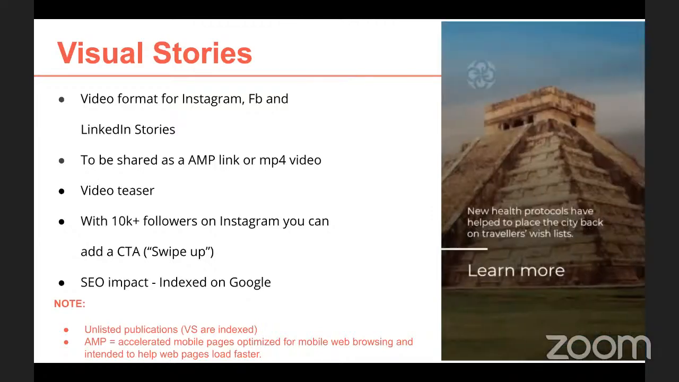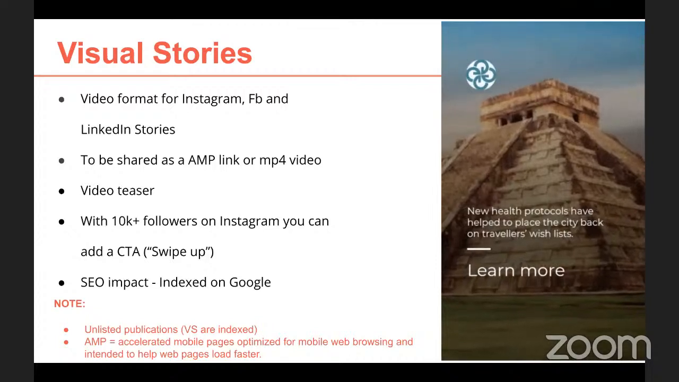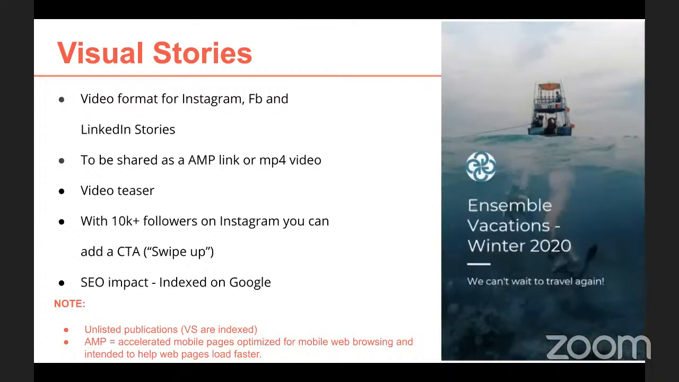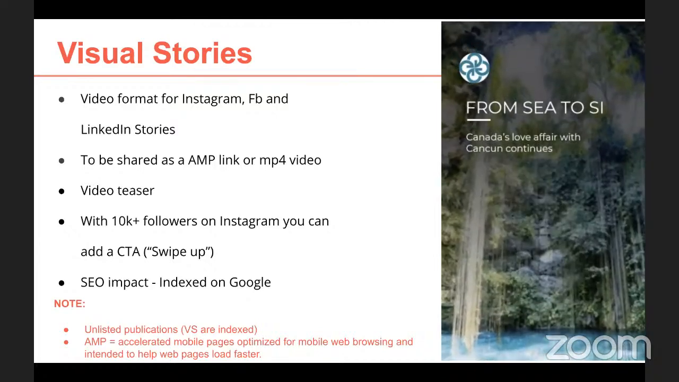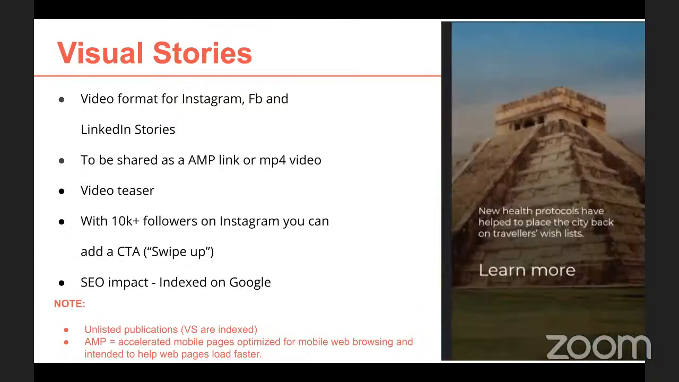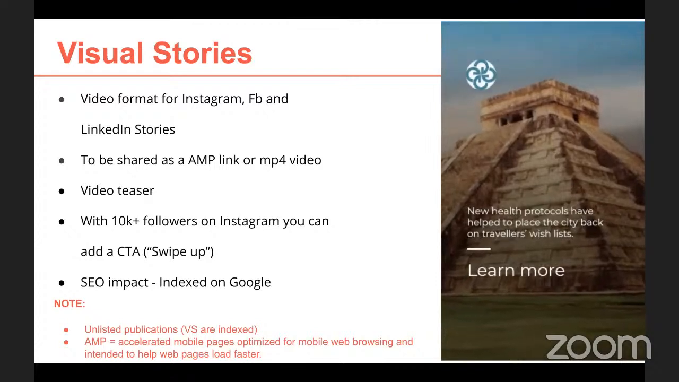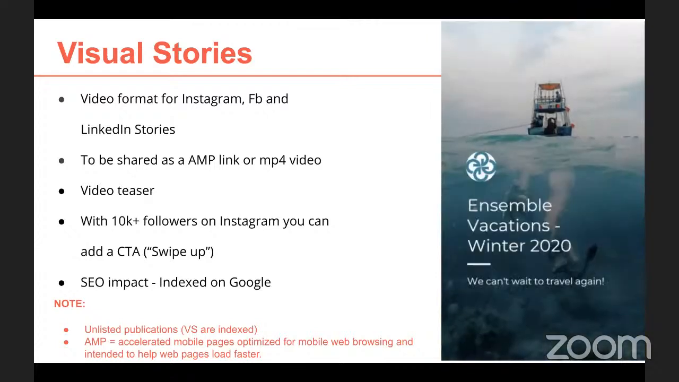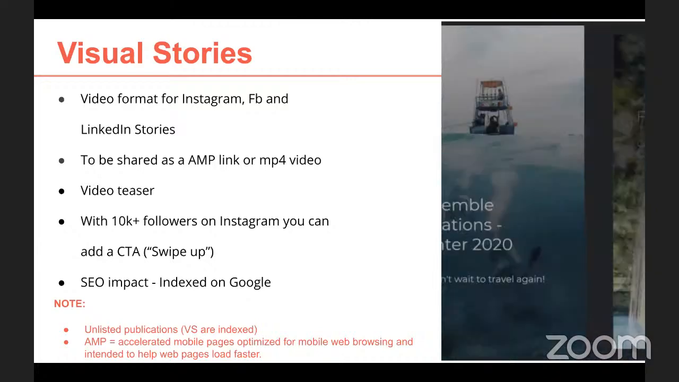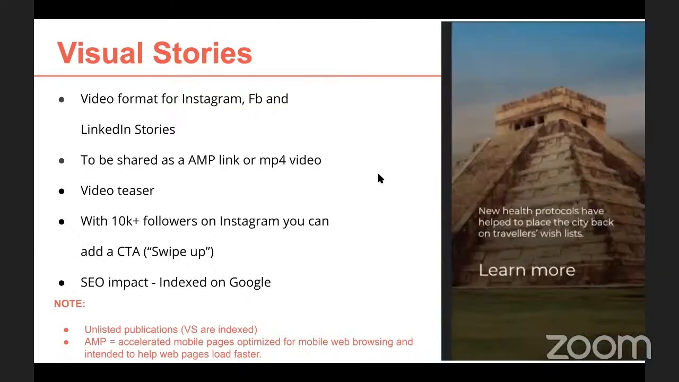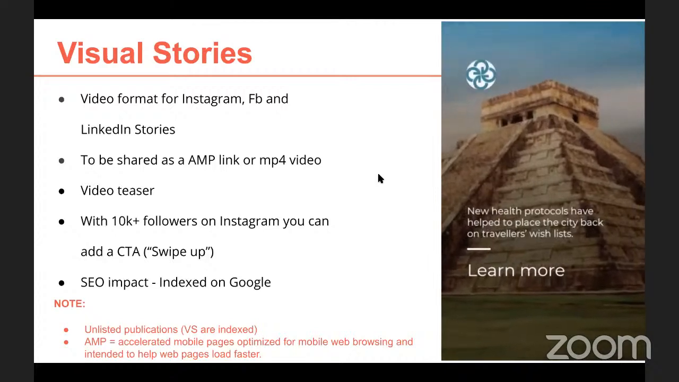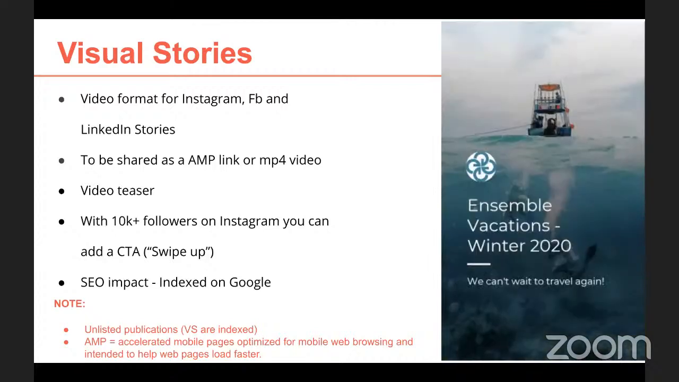And if you do have more than 10,000 followers on Instagram, you can always add in a click-through action to swipe up for any visual stories that you share out on that platform. Again, this has some SEO impact. So any visual stories that you create, any keywords that you input in here, so you can see from C to C, it will actually be indexed on Google and people will be able to find it organically.